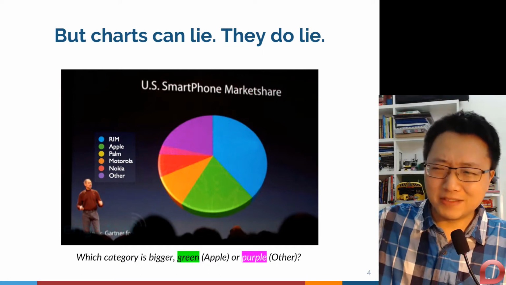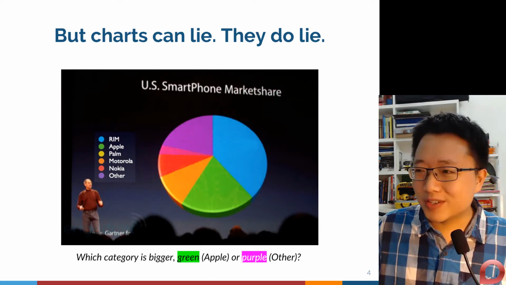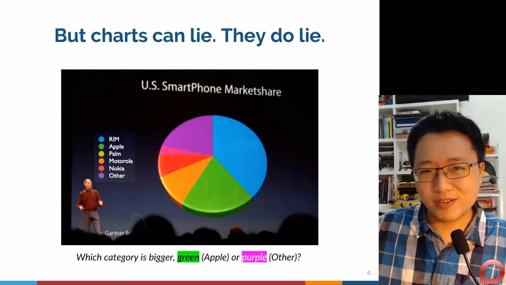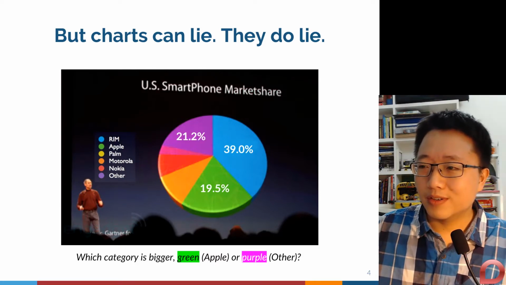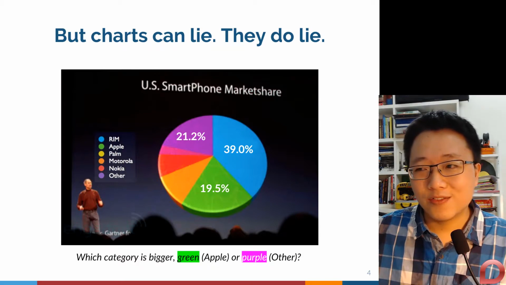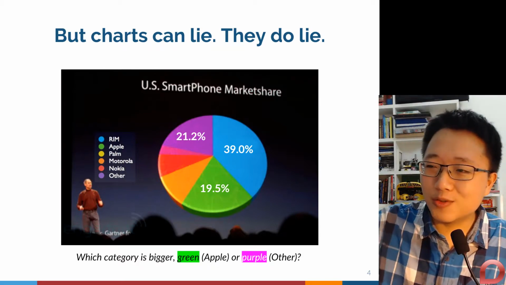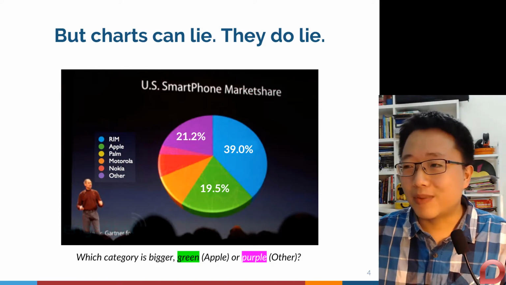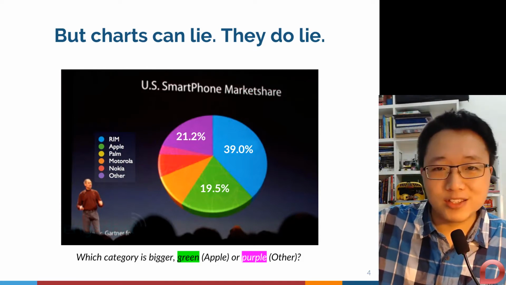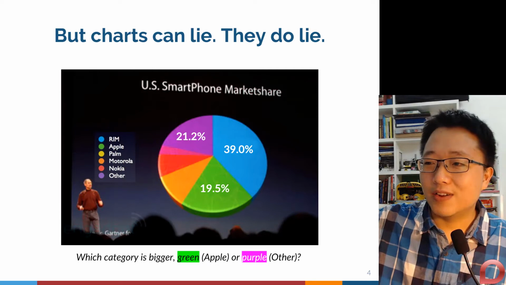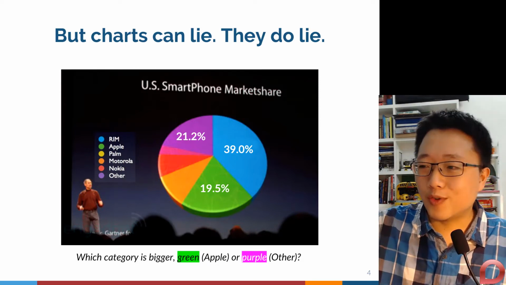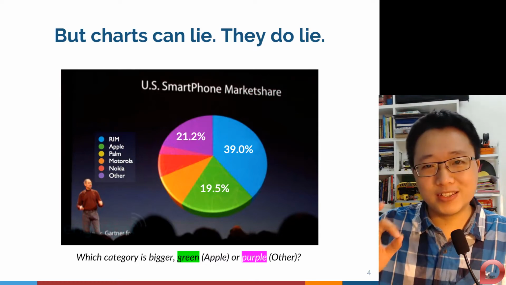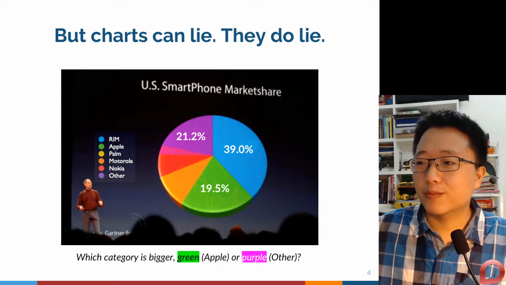It can sound like a stupid question because obviously the green part is bigger. No, actually not. The real number is 21% for the purple and 19.5% for the green part. But the chart is in 3D and it's in a very weird perspective that puts the focus on the green part and it tricks our eyes into seeing something which is not true.